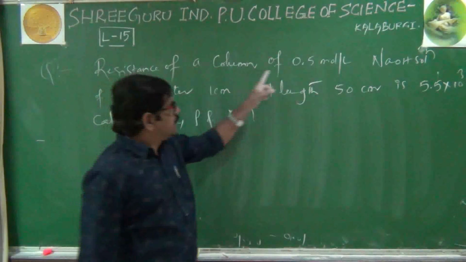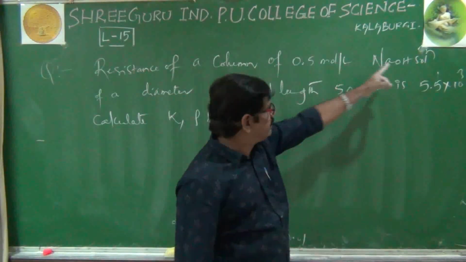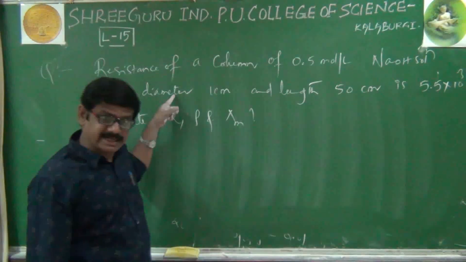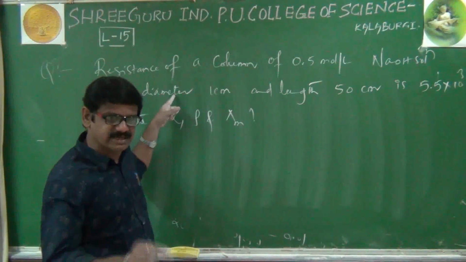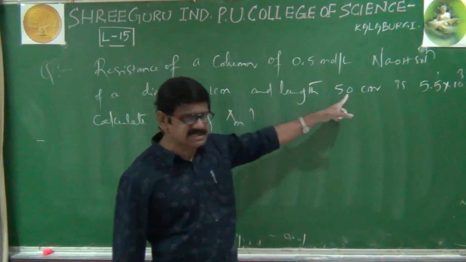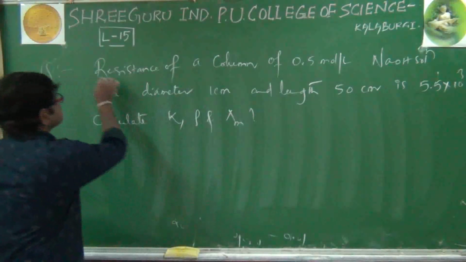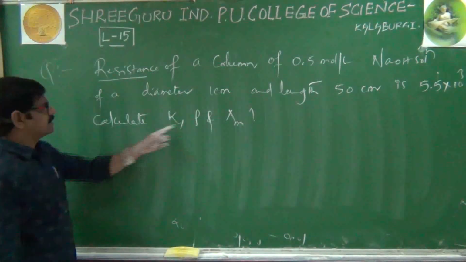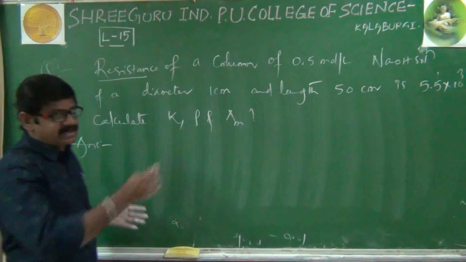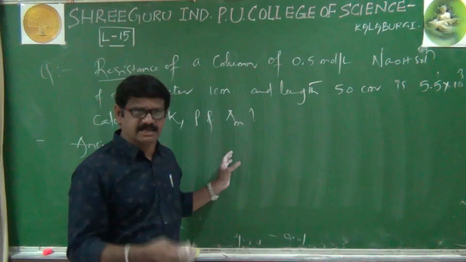Resistance of a column of 0.5 mole per liter, which is nothing but the molarity given, of NaOH solution, and a diameter has been given. From this diameter we have to calculate the radius. Diameter divided by 2 we will get the radius, means 1 divided by 2, we will get 0.5. And the length L is there. And here 5.5 into 10 cube is nothing but the resistance value. They are asking to calculate 3 values. We'll do one thing. I'll give you the related data clearly. You just try to solve this question. I'll give you the final answer also.